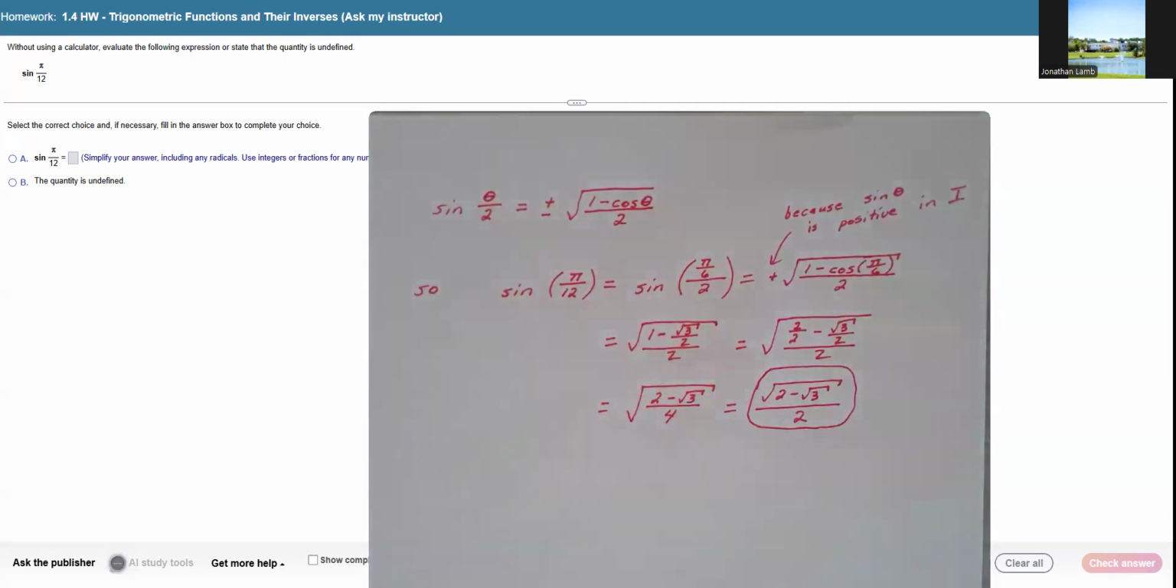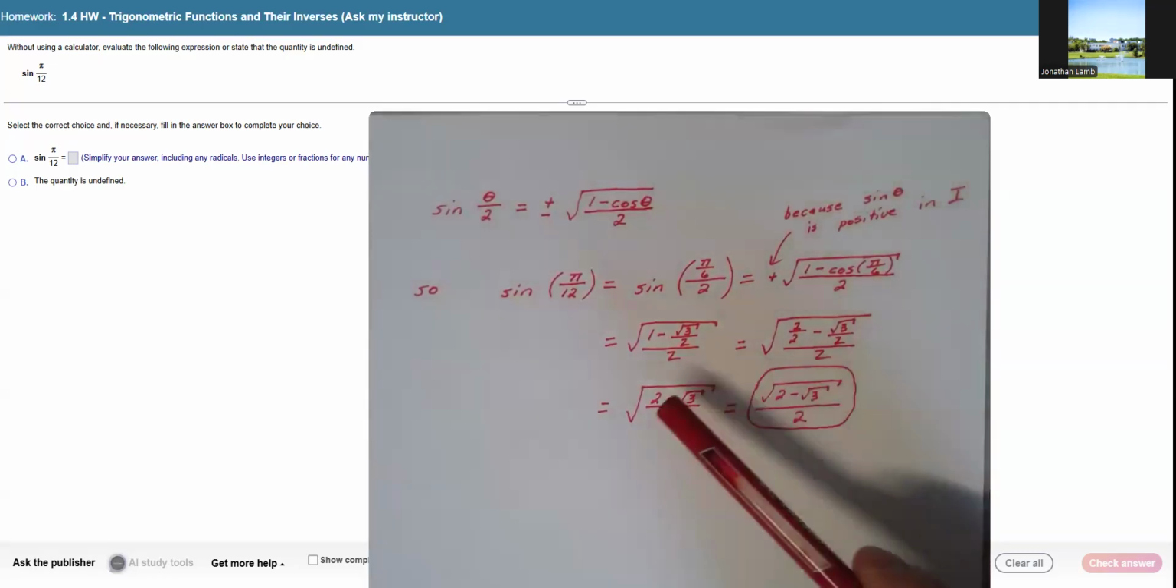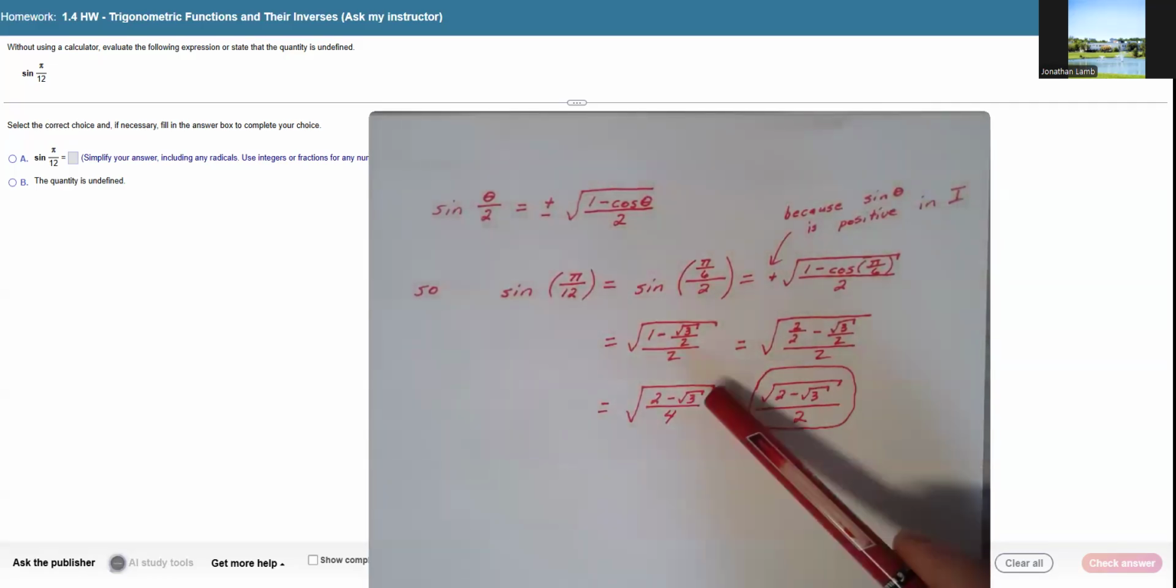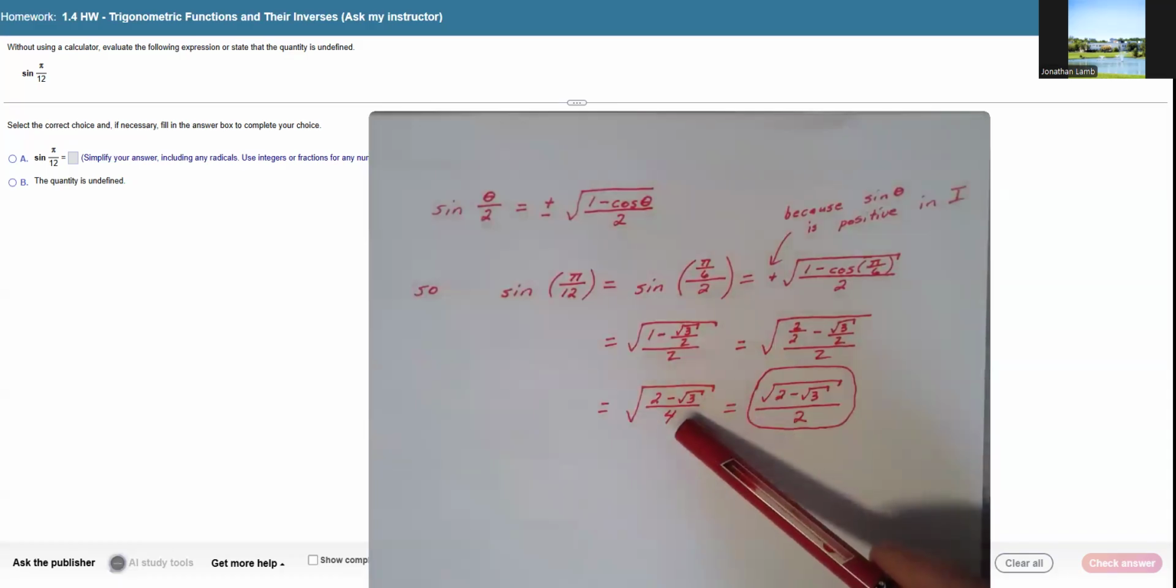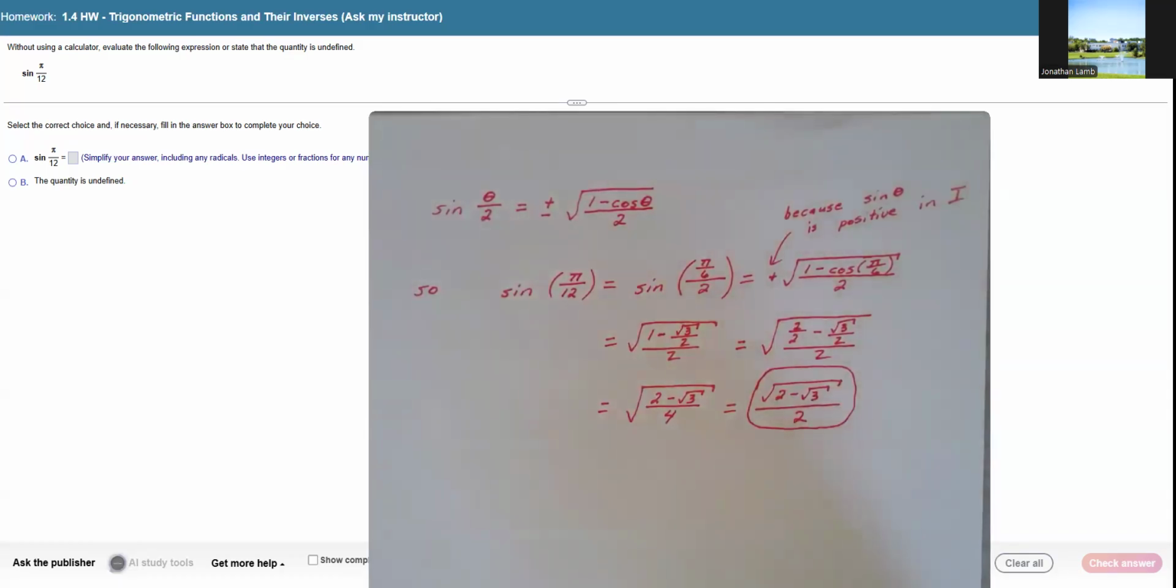And then for my final step in the simplification, I said, well, okay, I have to leave that square root around the numerator. No way to simplify that. But we know that the square root of 4 comes out to be 2. That should be that problem.